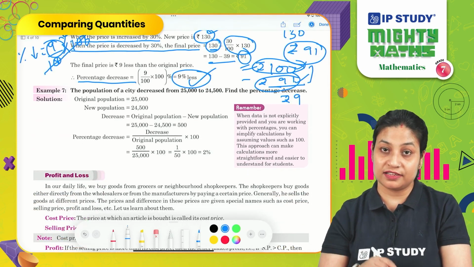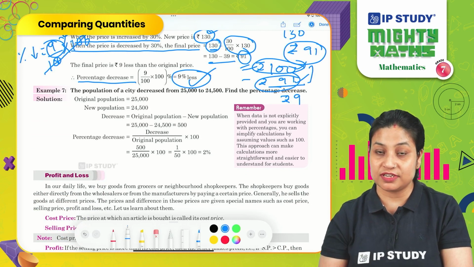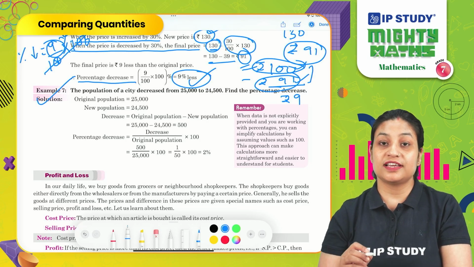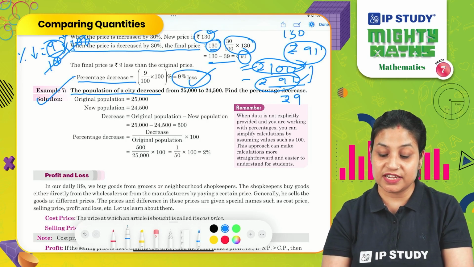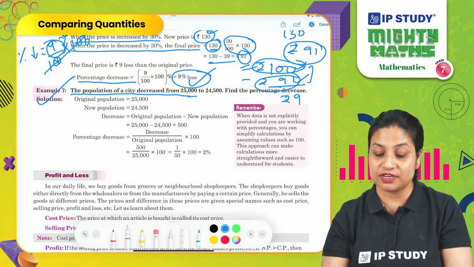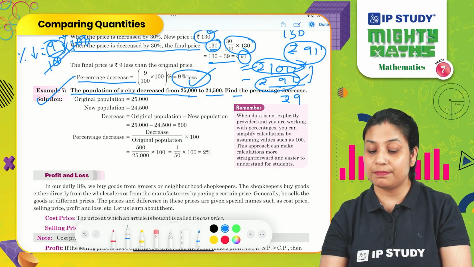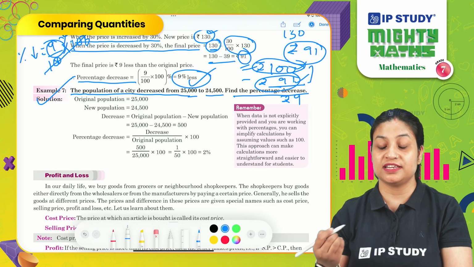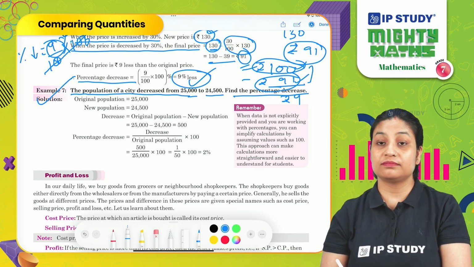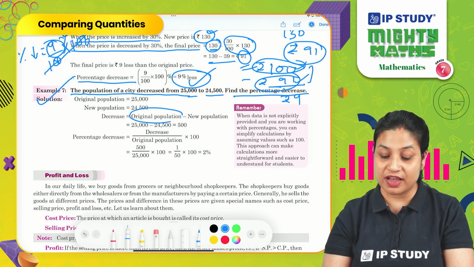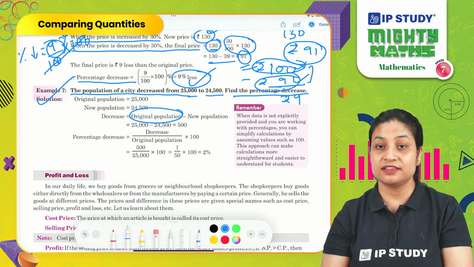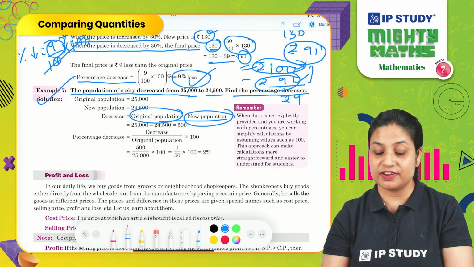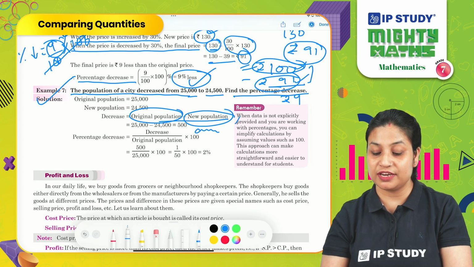Now let's take another example to understand this concept in a better way. Let's take example number 7. So here the example is saying the population of a city is decreased from 25,000 to 24,500. Find the percentage decrease. So here we can simply apply the direct formula for percentage decrease, which says that whatever original value you have, just write it first and subtract the new value from that original one. Take the difference in the numerator and divide it by the original one into 100.